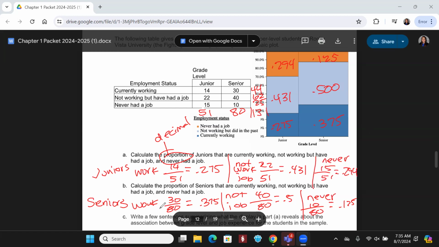On the next one, for seniors, currently working 0.375, not working but had a job 0.5, and never had a job 0.125. Are there any questions about part A or B? As you're doing this, you can also fill in this graph and you can put the corresponding parts in here, so that way you see the chunks.